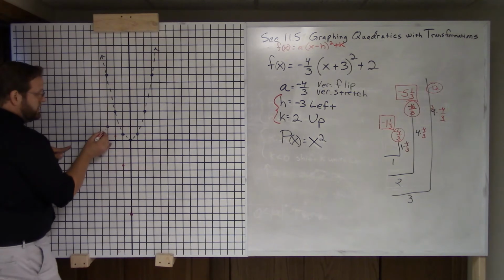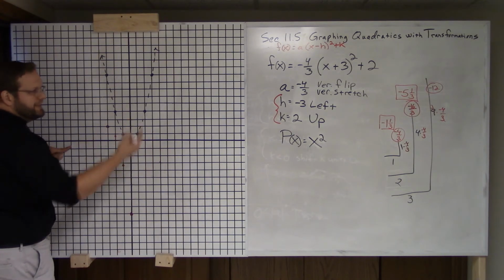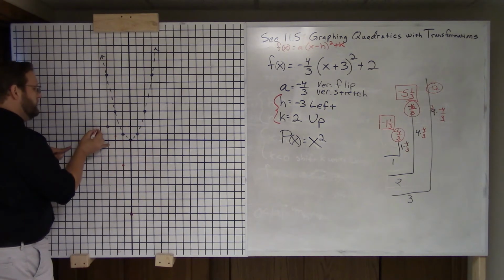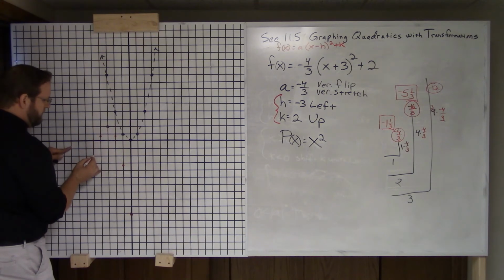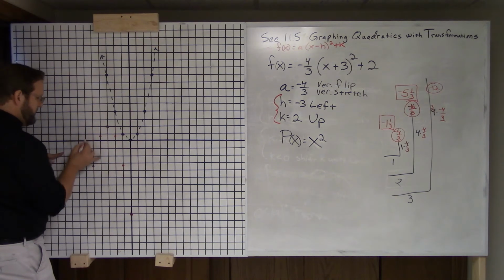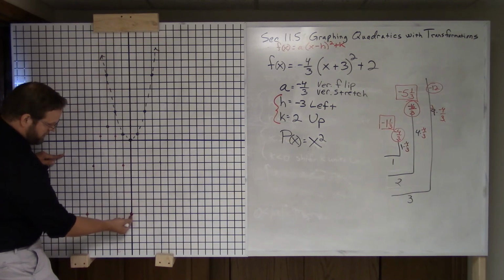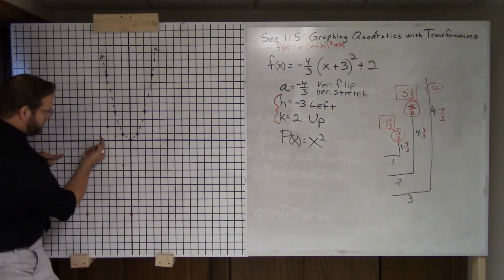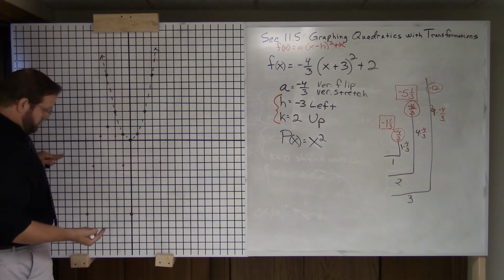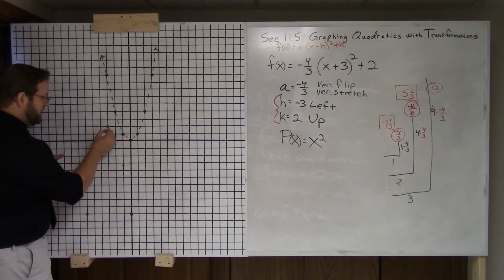And then I go the other side. So instead of right 1, down 1 1/3, I go left 1, down 1 1/3. I go left 2, down 5 1/3. I go left 3, down 12. And notice, these should come out aligned horizontally. If they don't, something's wrong. Okay? So then I connect those dots.